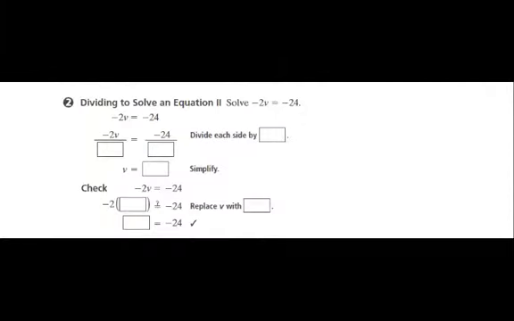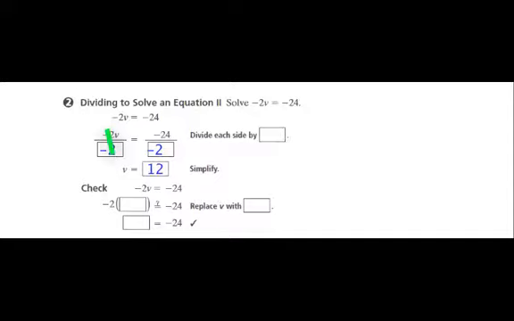Example number 2, dividing to solve an equation. Solve negative 2v equals negative 24. Well, we have negative 2v. To get v all by itself, we're going to have to undo what's happening. Right now, negative 2 is being multiplied by it. So we're going to divide both sides by negative 2. The negative 2's on the left cancel each other out. You're left with v. Negative 24 divided by negative 2 equals 12.